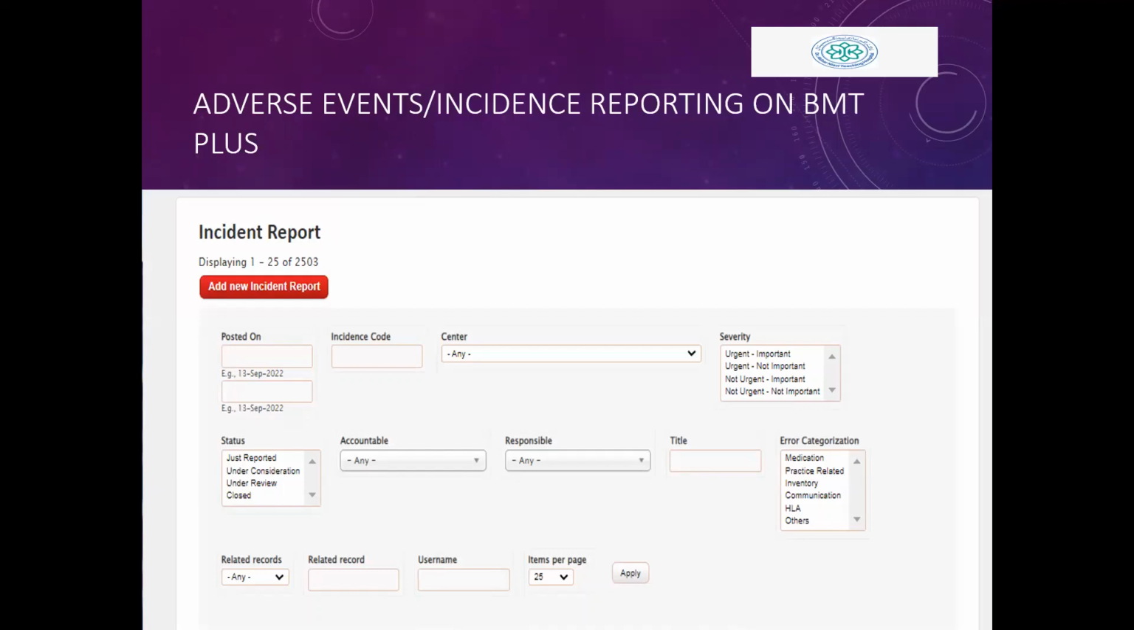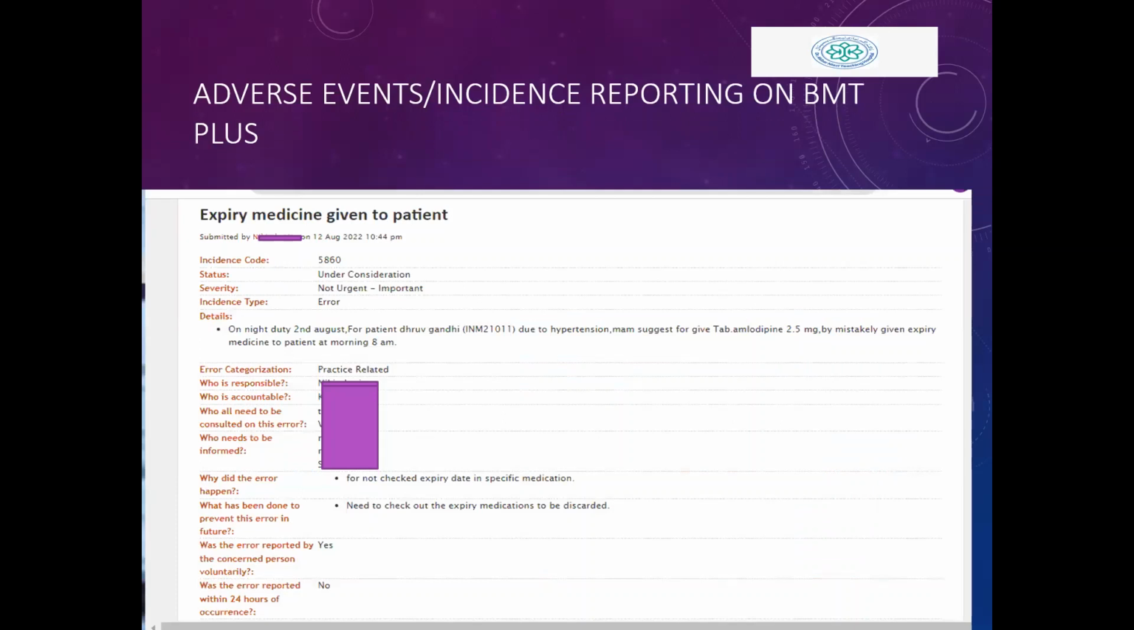This is the incident report. In the incident report, we should mention the incident code, the center in which the adverse event happened, and also the severity of the adverse event, whether it is important, not important, etc., and who is accountable, who is responsible, and also the related record and username. We fill in this form, and in this incident report we also mention in detail why the incident occurred. I just went through the basic window of the incident report of adverse event and the specific code given below. And while working on DMT Plus, we use this incident report for adverse events.